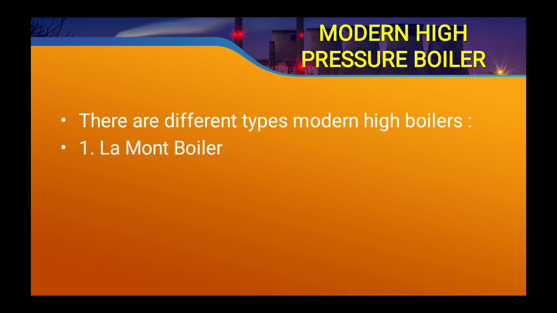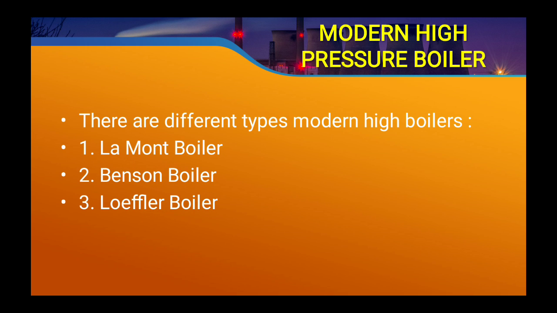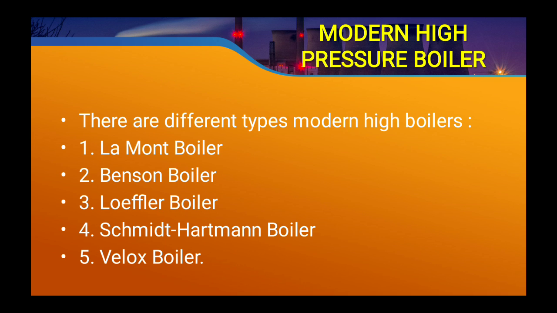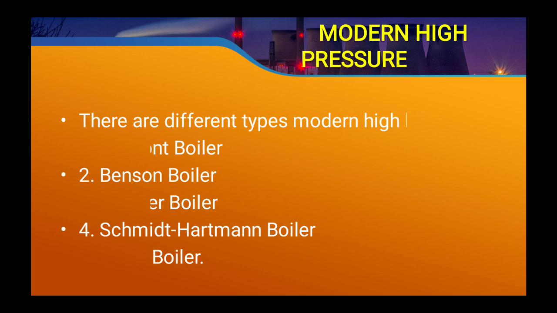So there are 5 types of high pressure boiler. Number 1, Lemmon Boiler. Number 2, Benson Boiler. Number 3, Loeffler Boiler. Number 4, Schmidt-Hartmann Boiler. And number 5 is the Velox Boiler. So now the first one is the Lemmon Boiler.